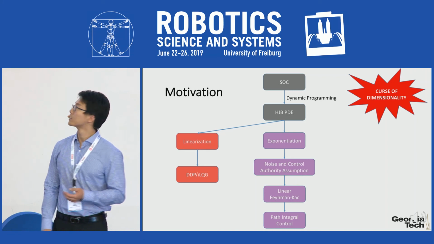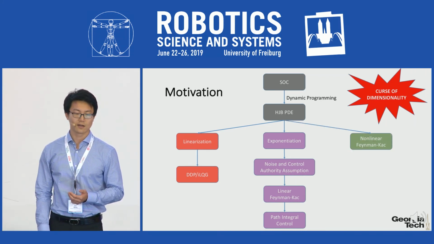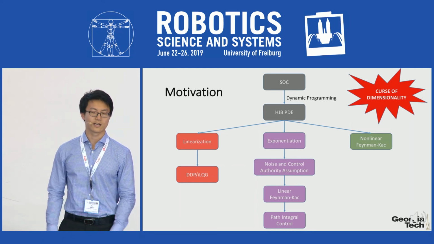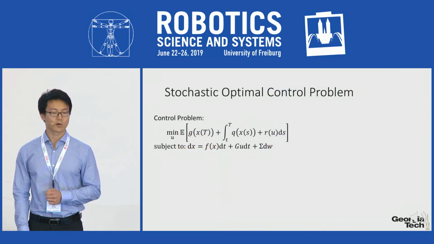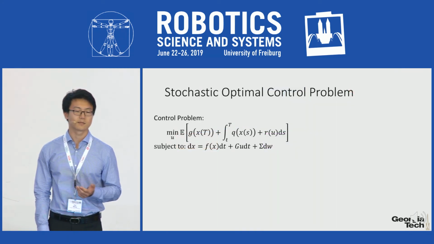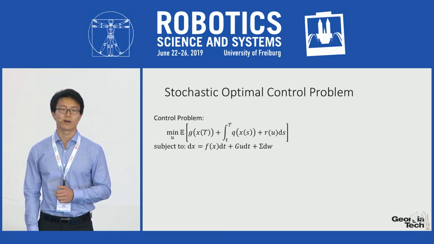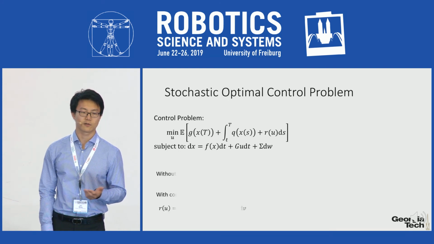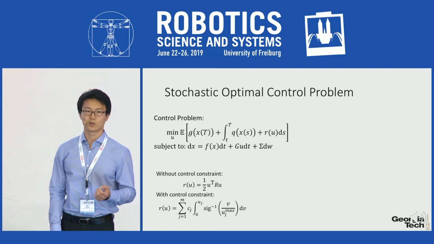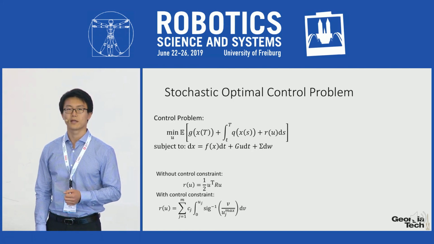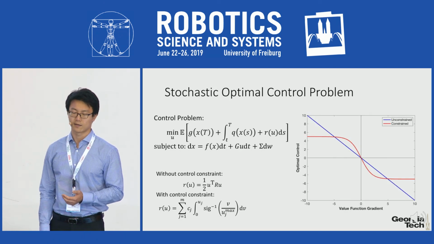The third approach, which is also the focus of this presentation today, utilizes the nonlinear version of the Feynman-Kac lemma, which turns the HJB PDE into a set of forward-backward stochastic differential equations. The stochastic optimal control problem that we're interested in is minimizing the expected terminal state cost and the running state and control costs subject to some dynamics affine in control. When there's no control constraint present, we simply use the quadratic control cost. But in many applications, we do deal with control constraints. When that's the case, we incorporate a tanh function in our control cost function so that the resulting optimal control is clamped.